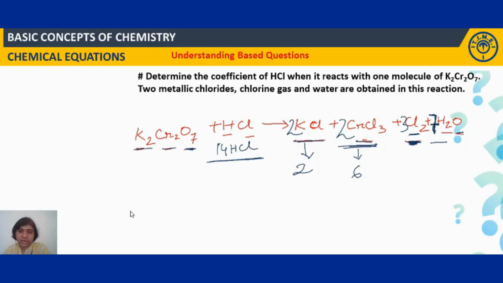Determine the coefficient of HCl when it reacts with 1 molecule of potassium dichromate, 2 metallic chlorides, chlorine gas and water are obtained in this reaction. So here you can see the coefficient of potassium dichromate, I didn't write anything, means it is 1. So 1 molecule of potassium dichromate reacts with 14 molecules of HCl. Fine. So your answer is 14. Let's look at the solution.